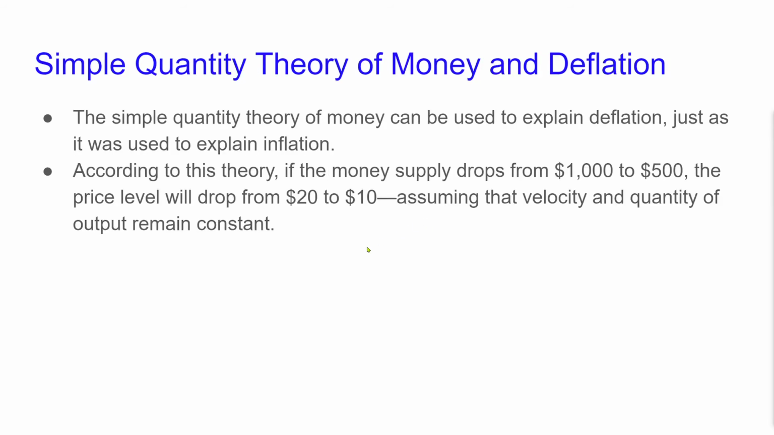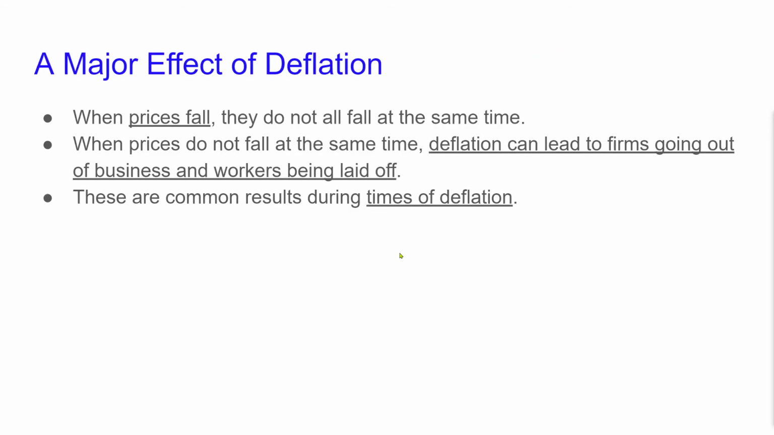The simple quantity theory of money and deflation. The simple quantity theory of money can be used to explain deflation just as it was used to explain inflation. According to this theory, if the money deposit goes from $1,000 to $500, then the price should go from $20 to half of that, which is $10. Okay, so it's just the opposite of what we talked about with inflation.